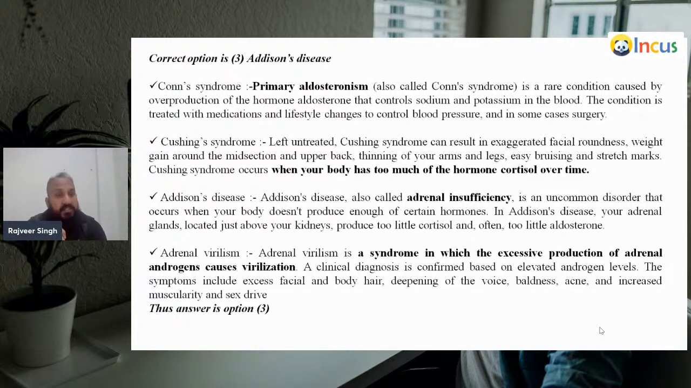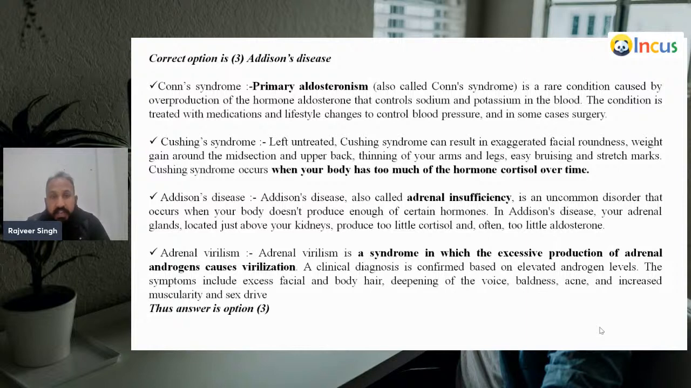overproduction of the hormone aldosterone that controls sodium and potassium in the blood. The condition is treated with medications and lifestyle changes to control the blood pressure and, in some cases, surgery. Next one, Cushing syndrome. Left untreated, Cushing syndrome can result in exaggerated facial roundness, weight gain around the midsection and upper back, thinning of your arms and legs, easy bruising and stretch marks. Cushing syndrome occurs when your body has too much of the hormone cortisol over time.